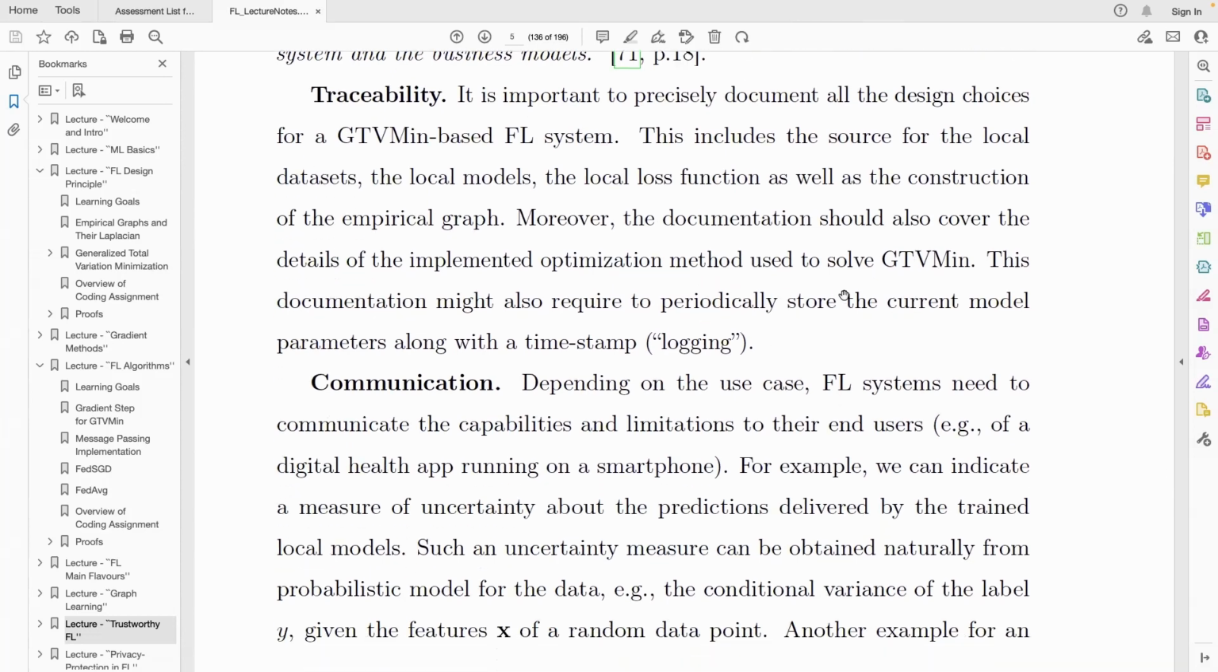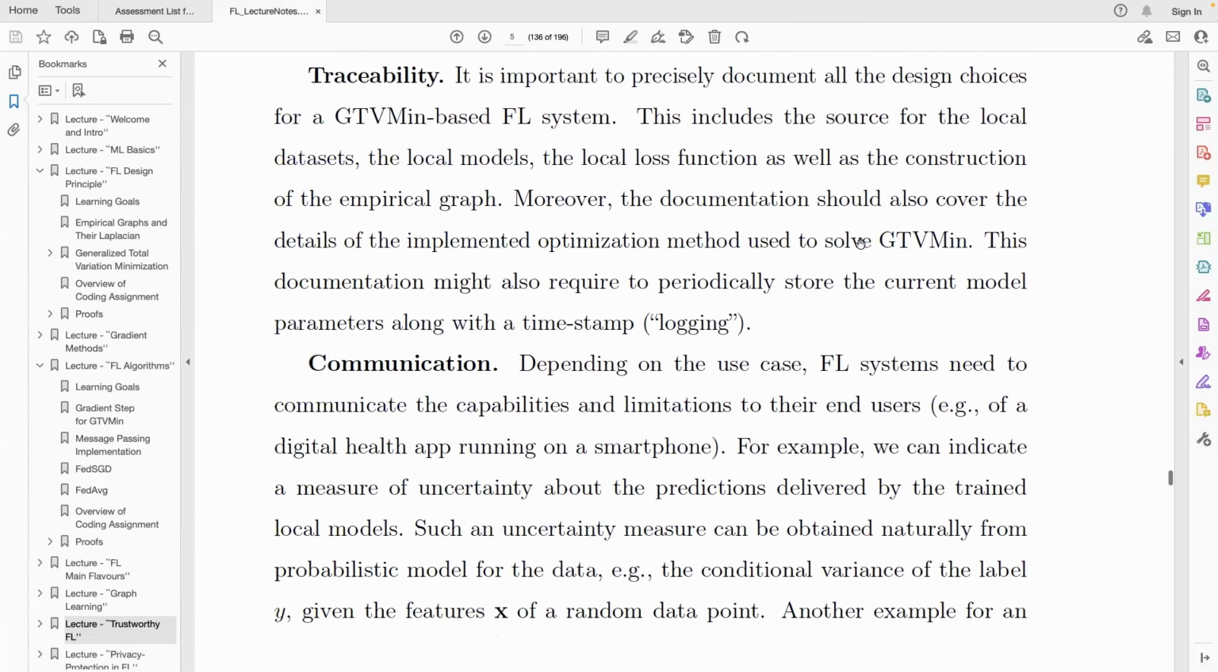And beside documenting all these design choices, you should also periodically store intermediate results of the computation, like current model parameters during or after a gradient step. This is related to logging, or it's known as logging.